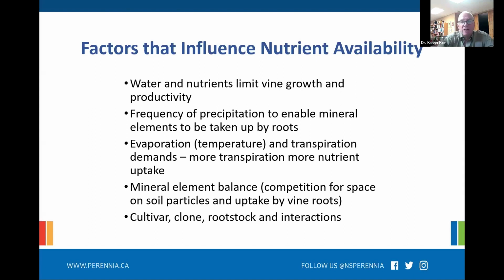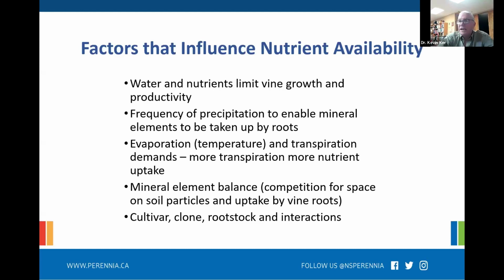Nutrients are highly influenced by a number of things. They can be present in the soil. The lab can give us a result and say it. However, the amount of water may limit the amount of nutrients that are available to the vine growth and the productivity we see, or how frequently it rained. If we go into severe droughts, many of those mineral elements are not available to the roots until there's adequate moisture level in the soil.